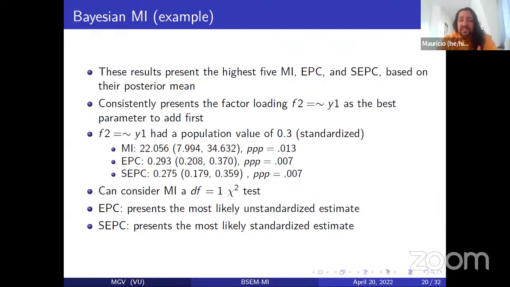Now we look at this, and there is basically an agreement between both the frequentist and the Bayesian in this case on where to make the changes and how. And we see that for all of them, the information is telling us that there is something needed in adding this parameter.